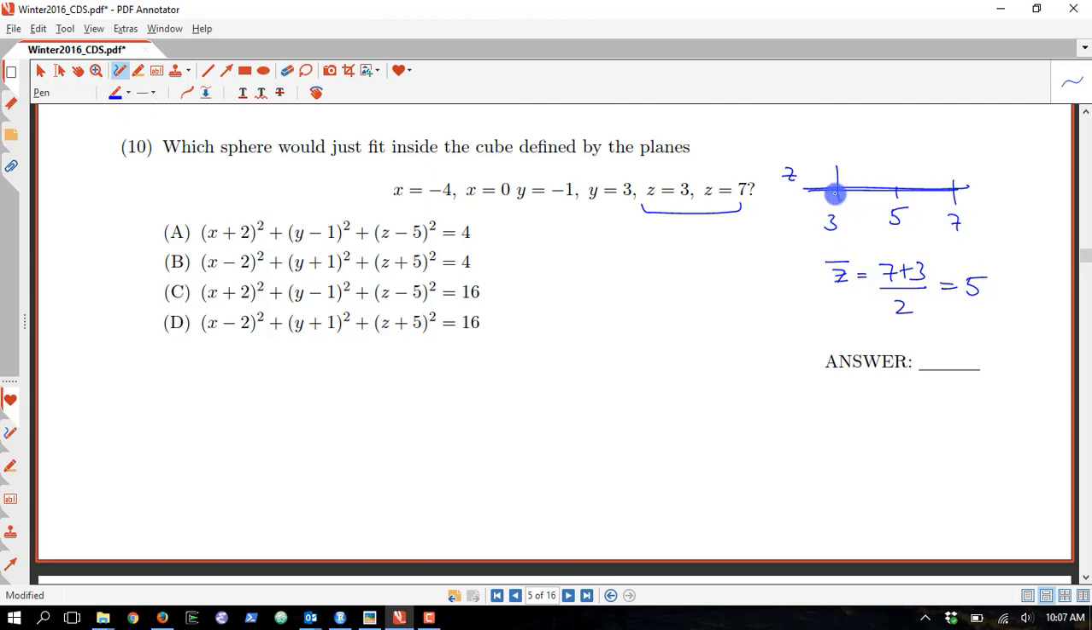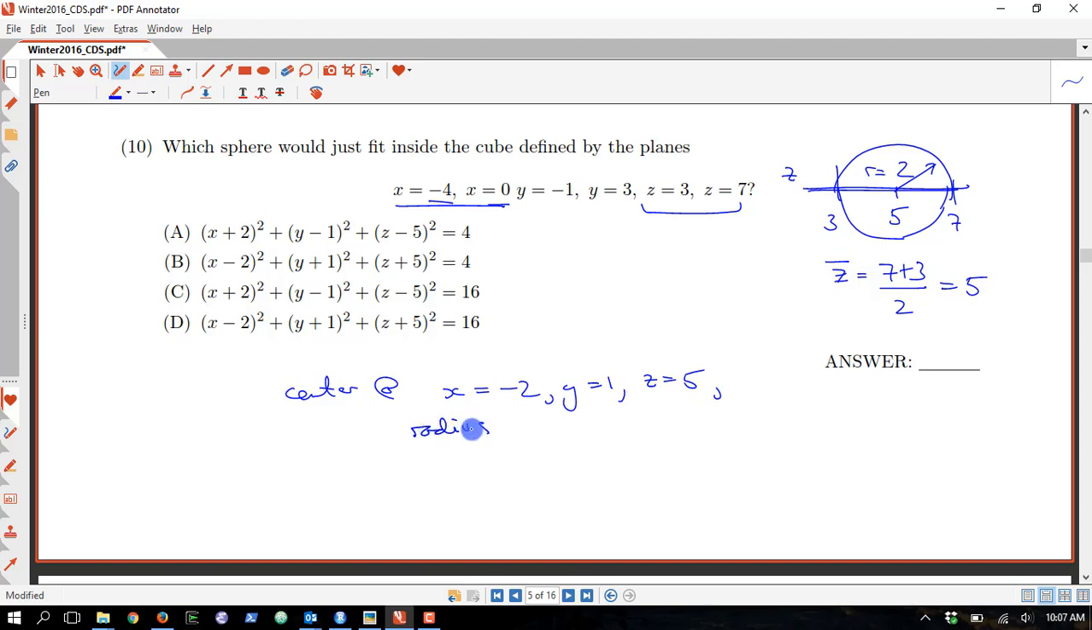Next question, if we have a sphere nestled in there, what's the radius going to be? Well, it's going to be 5 to 7 or 5 to 3. That radius is going to be 2. Once we have that idea, we can look for the center in x. It's going to be at x equals -2, halfway between -4 and 0. The y center is going to be at 1, and the z center we just set is 5, and radius 2.